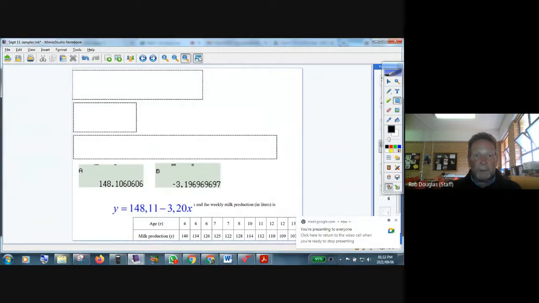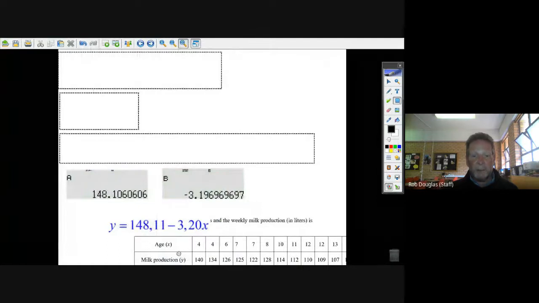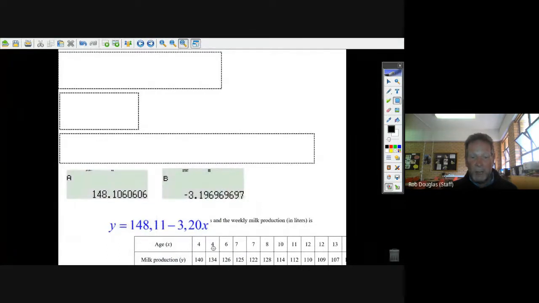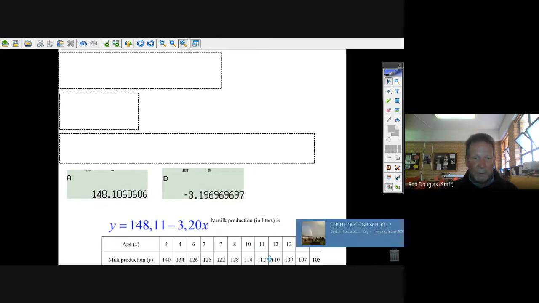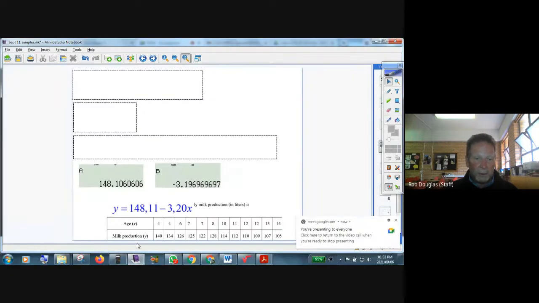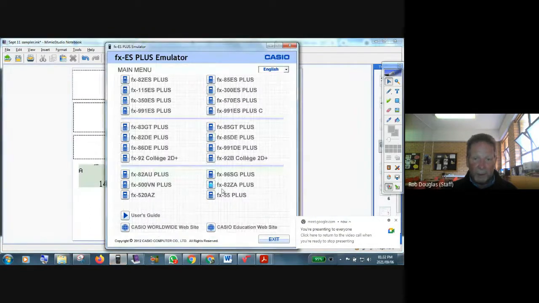Okay, we're going to do question number 2, the statistics question. It talks about milk production with some cows. They give the ages of the cows and the milk production of the cows. I'm just going to show you how I do it on a calculator. I'm just going to get started. I'm not going to do the whole thing on the calculator.